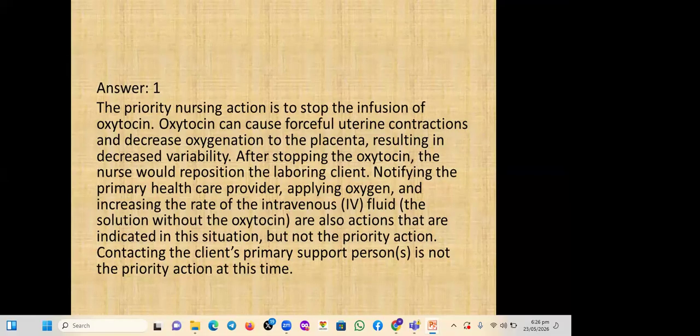So the priority at this point, we need to stop the oxytocin, right? You have to stop the oxytocin before any other action will be taken. The oxytocin can cause forceful uterine contractions and decrease oxygenation to the placenta, resulting in decreased viability. And so here, I hope you know why we are stopping.